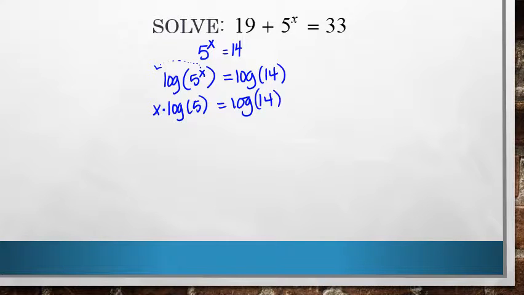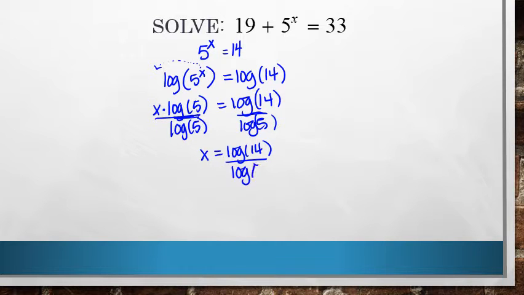Which is great because these are just numbers. They're just nasty numbers, but they are just numbers. So to get this x by itself, right now this x is getting multiplied by this number, log of 5. So to undo that, we'll divide both sides by log of 5. And I get that x equals the log of 14 divided by the log of 5.